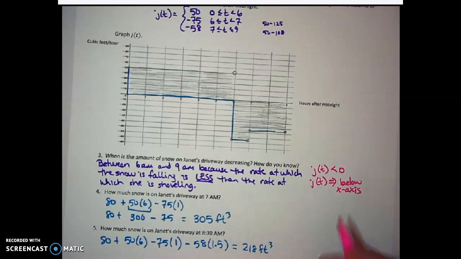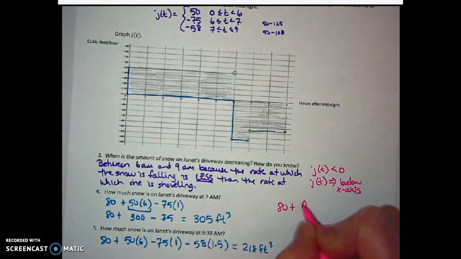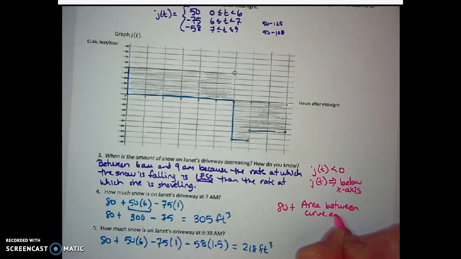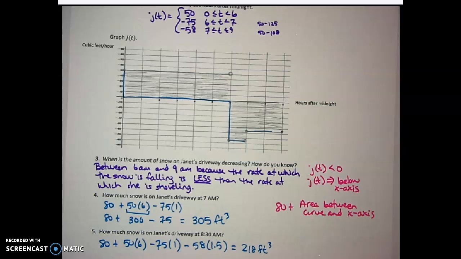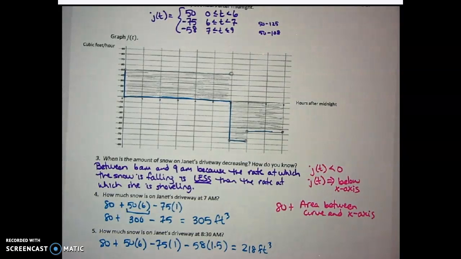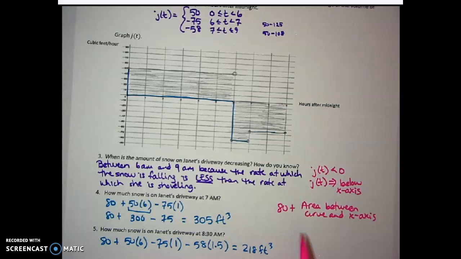If we notice here, other than that 80, the amount of snow on Janet's driveway is 80 plus the area between the curve and the x-axis for that amount of time, between 0 and 7. And again, it's the same thing here. It's 80 plus the area between the curve and the x-axis for that amount of time. And again, the area underneath the curve, area below the x-axis, is going to be a negative area.